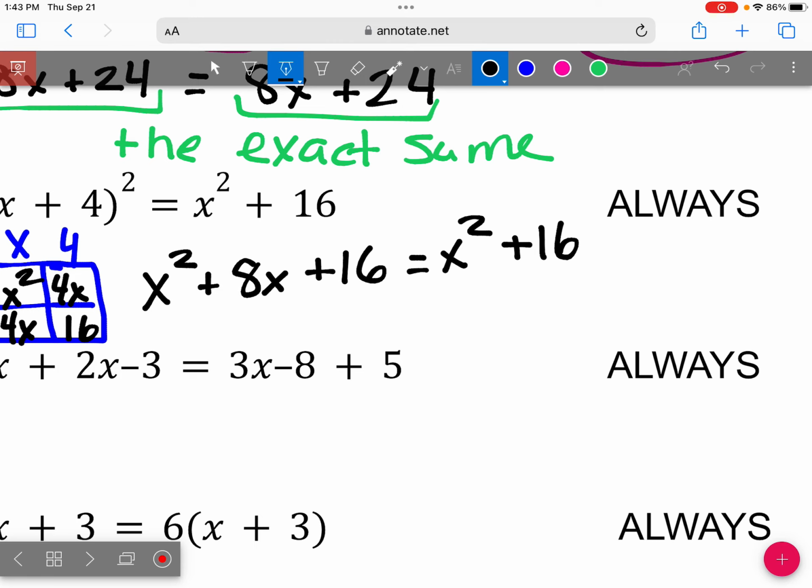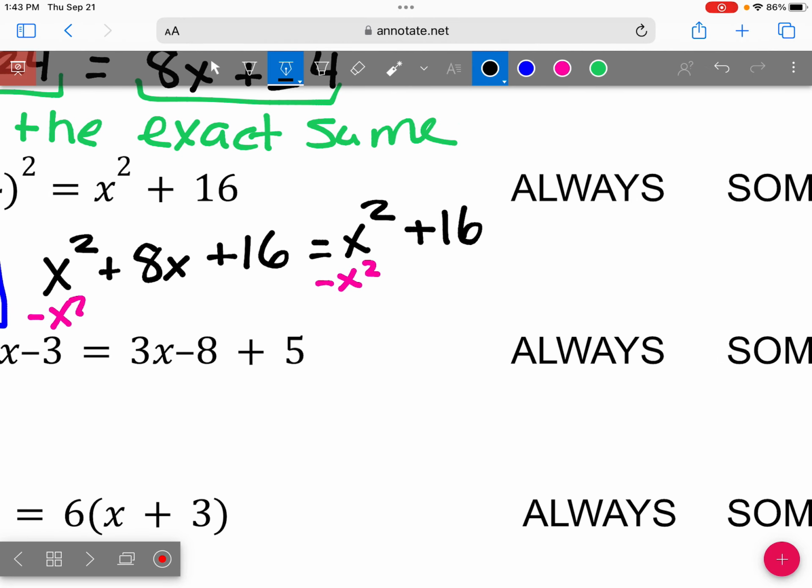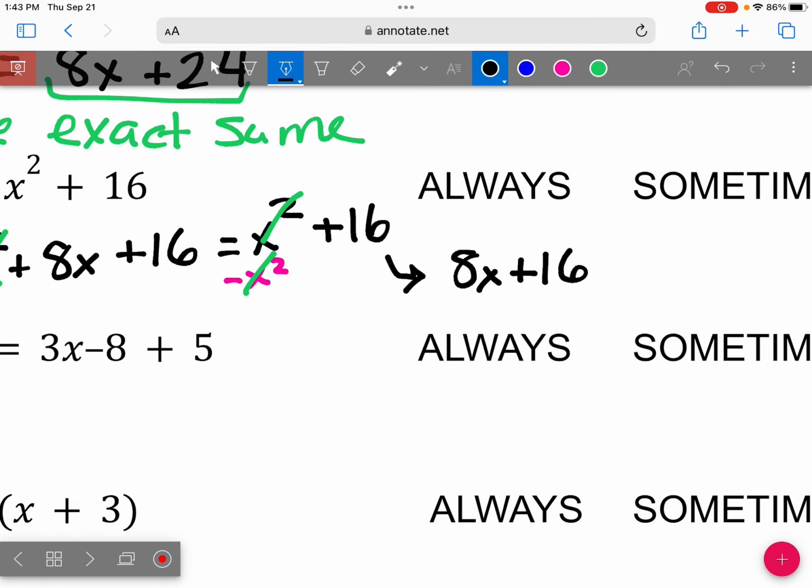So looking at this now, it's still a little unsure. What can I do to get my x squareds together? Subtract. Yeah, I'm going to subtract an x squared from each side. That should help us see what's going on, at least get our x's onto the same side of the equation. I'm going to bring it over here because I have very little space with my chubby marker. This x squared cancels out with that x squared, and this x squared cancels out with that x squared. So I get 8x plus 16 equals 16.